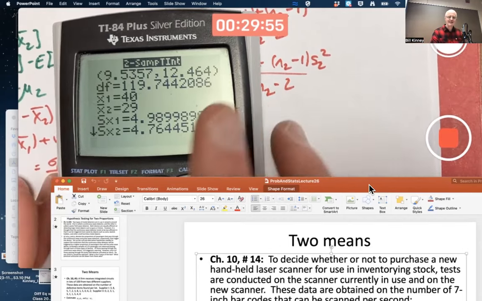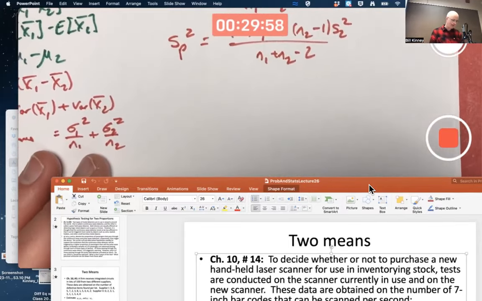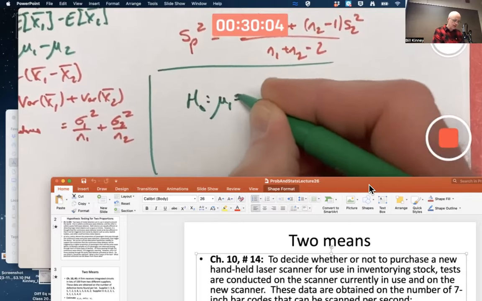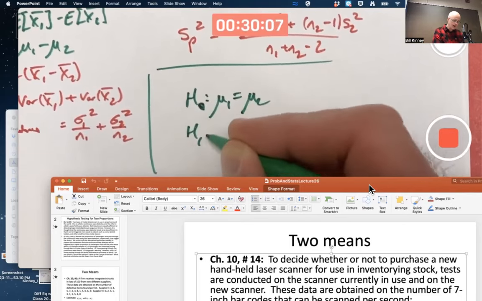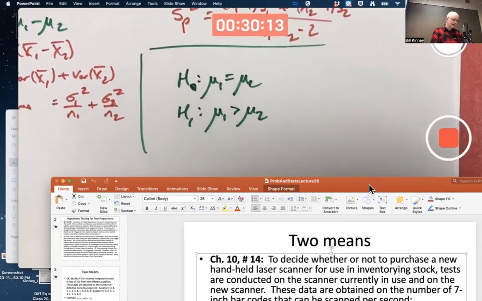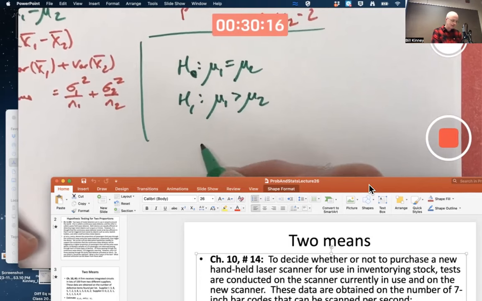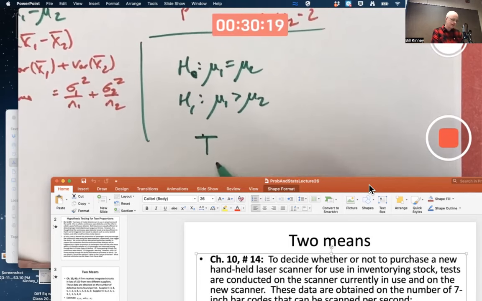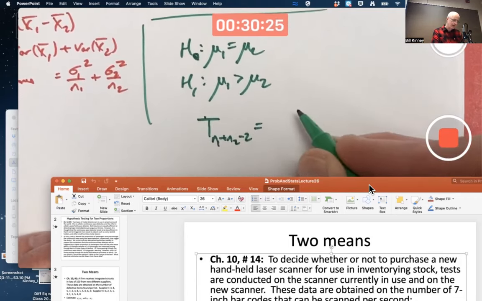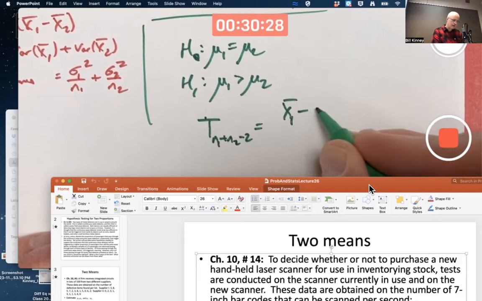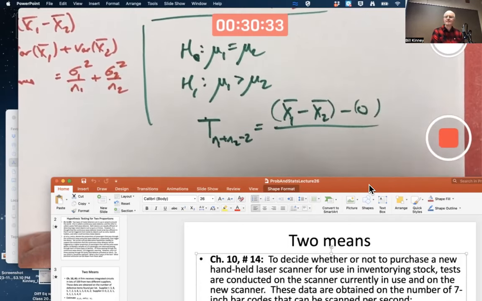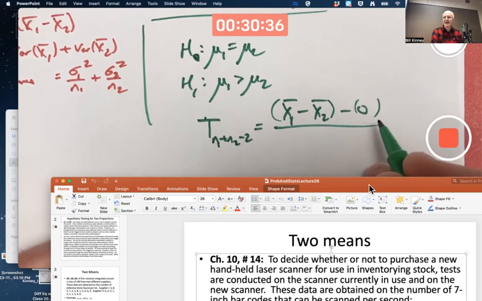Can we do hypothesis testing? Yep. Test the null hypothesis that mu1 equals mu2 versus the alternative that, well, it seems to make the most sense in this case, that mu1 is bigger than mu2. There's a t-stat we could use. T sub n1 plus n2 minus 2, that's the degrees of freedom. It's the point estimator, x1 bar minus x2 bar minus 0. 0 is the null value. I put the 0 in parentheses there, sort of by accident.